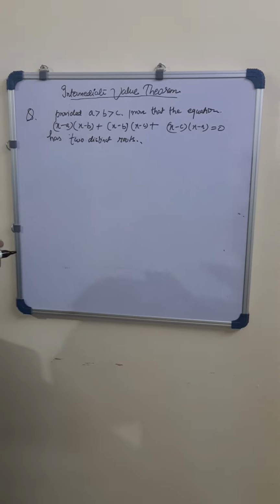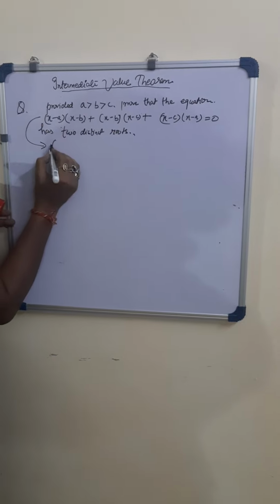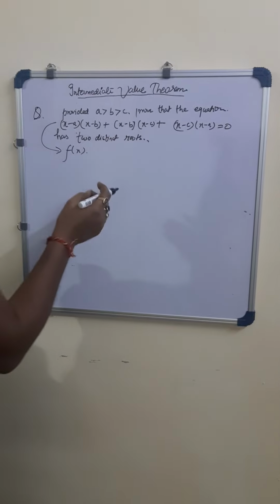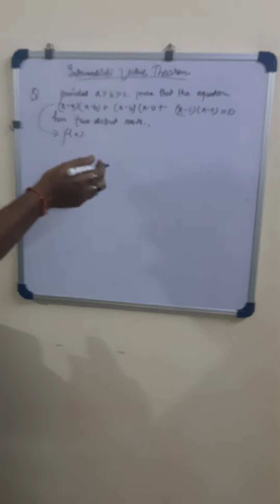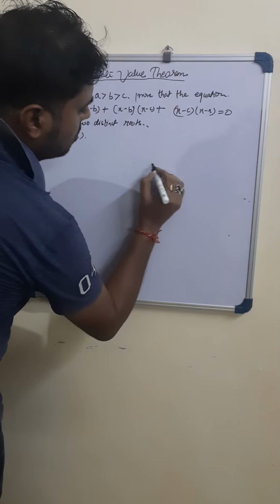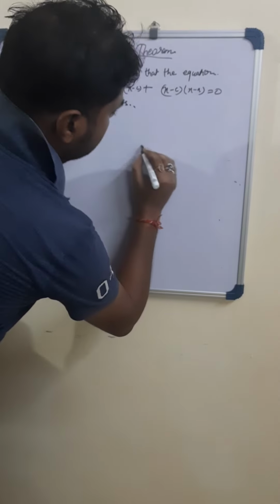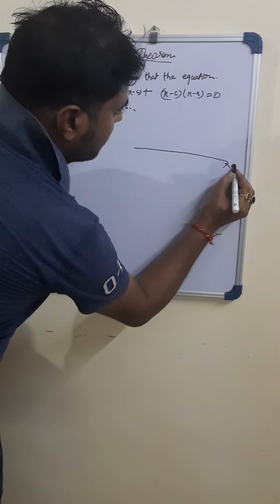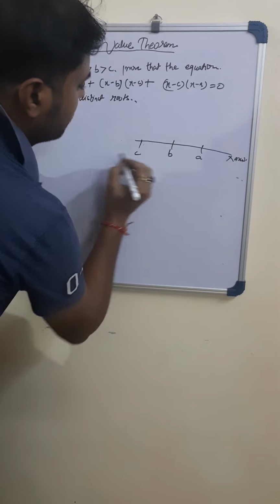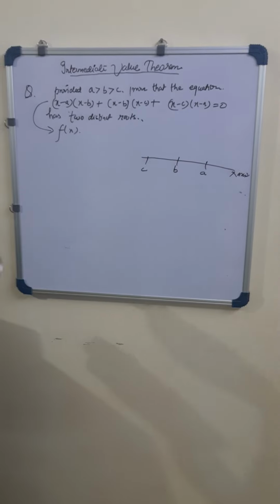So how will you approach this problem? The problem is simple. Let's say this equation is f(x). Now, since it is given that a is greater than b and b is greater than c, the order on the x-axis of a, b, c will be a, b and c. So a is greater than b and b is greater than c. So how will you approach this problem?